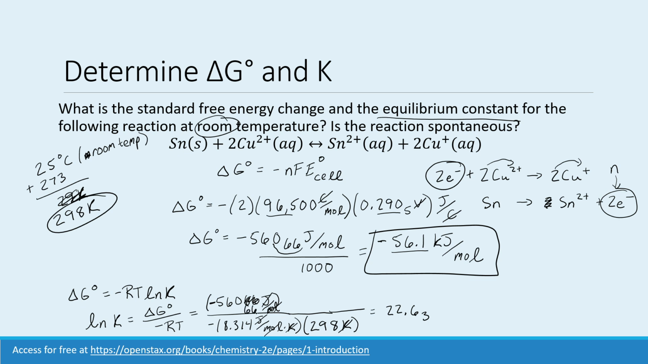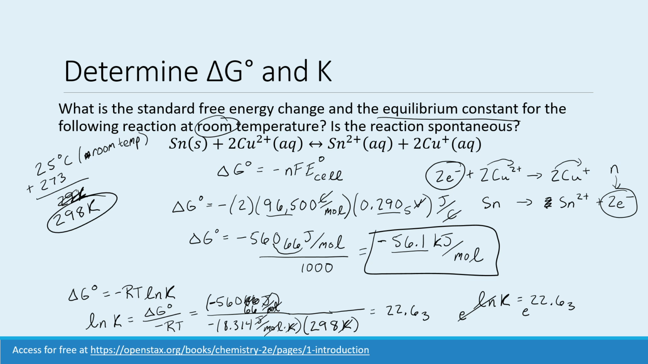So that was 56,066, where the last 2 sixes were not significant. Okay, so 3 significant figures so far, and then we're going to look at how to solve for that natural log of k equals 22.63. So of course we need to take everything and raise it to the power e in order to get that natural log to cancel out.